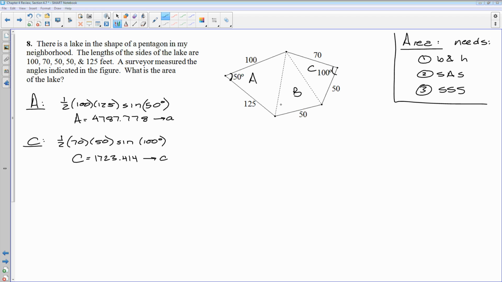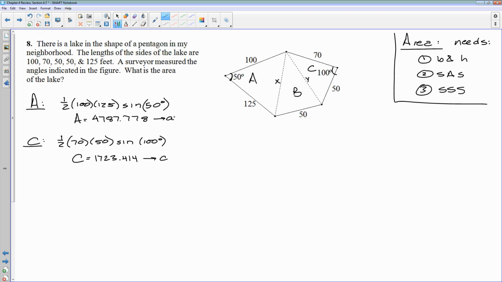Now, B is a little bit trickier because for B, the only dimension we have is a side length. So if I look over here, I either need a base and height. It's going to be really hard to get the height. So I'm thinking I either need another angle and a side or all 3 sides. And in this case, I think side, side, side is going to be the easiest one. So I'm going to solve for this side length, and I'm going to solve for this side length.